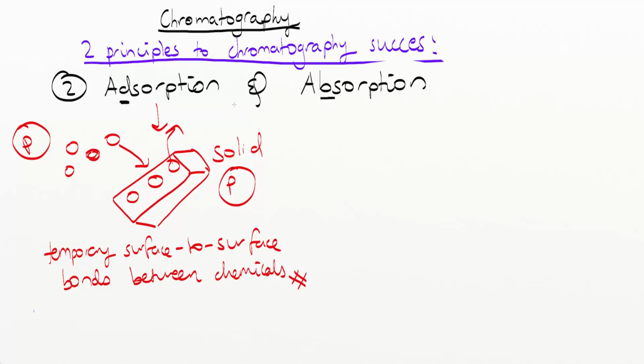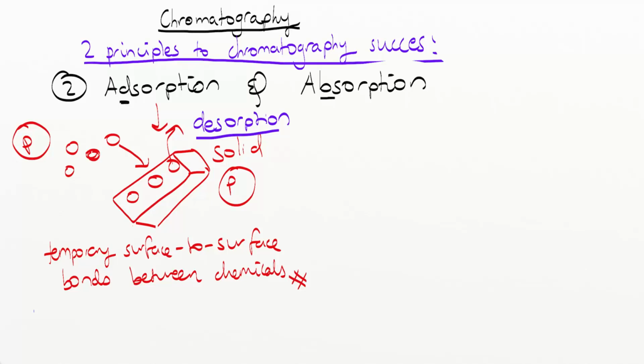And when the particles come off, this is known, cleverly, as desorption. So when something adsorbs onto the surface of something else, it sticks to the surface by forming temporary surface-to-surface bonds. And when something comes off a surface, these surface-to-surface bonds break, and we get a situation known as desorption. Now the next idea is what is absorption.